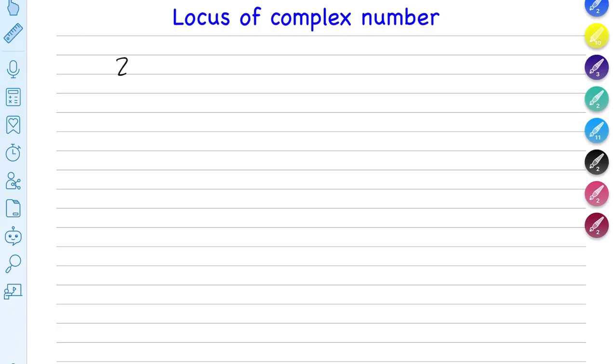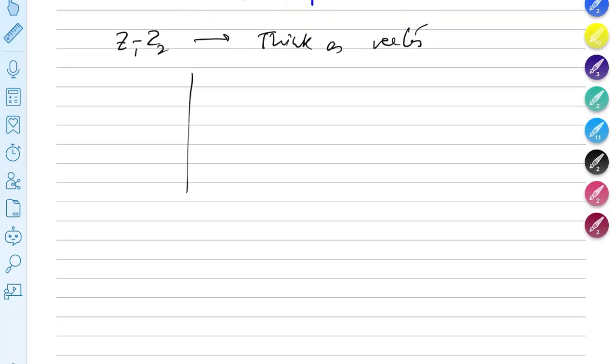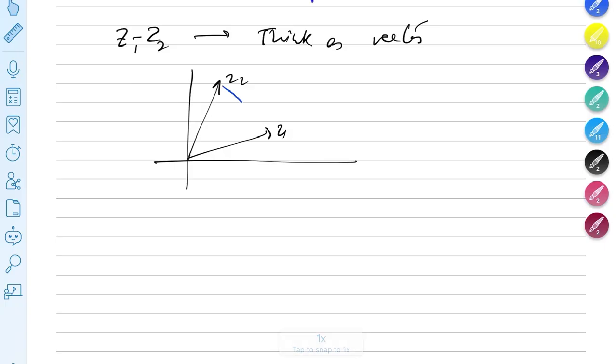See, any complex number z1 minus z2, think of it as a vector. How to think of it as a vector? Let's say this is z1, this is z2. Then this one, as a vector, this is z2 minus z1. So you have to think of it as a vector.